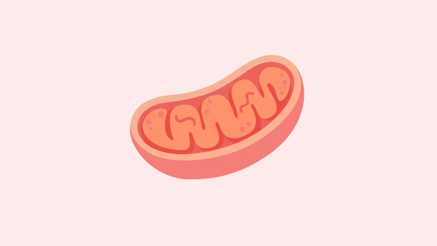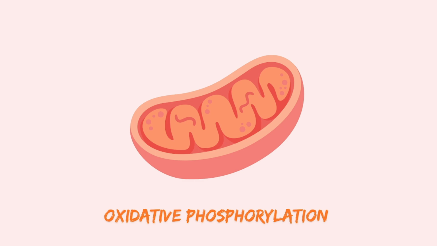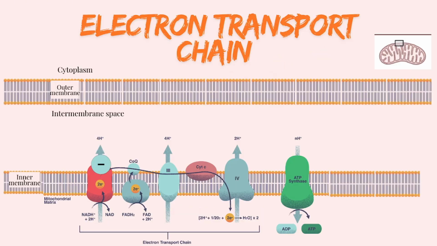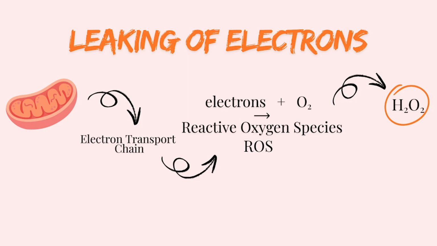A major source of ROS in the cell is the mitochondria. This organelle is responsible for oxidative phosphorylation, which produces most of the cell's ATP, a source of energy. Inside, electrons are passed through a series of proteins along the inner mitochondrial membrane called the electron transport chain. Normally, in the final step, electrons are transferred to oxygen to form water. However, electrons can sometimes leak out early, which leaves oxygen incompletely reduced, forming superoxide and other ROS.